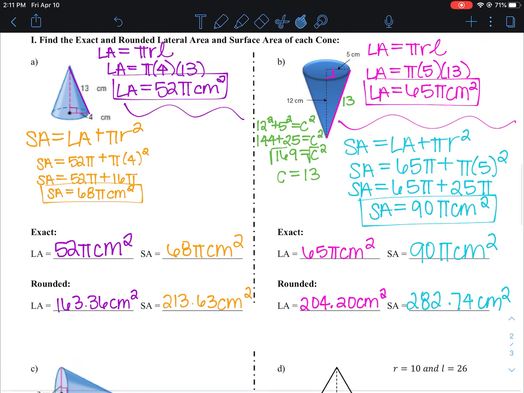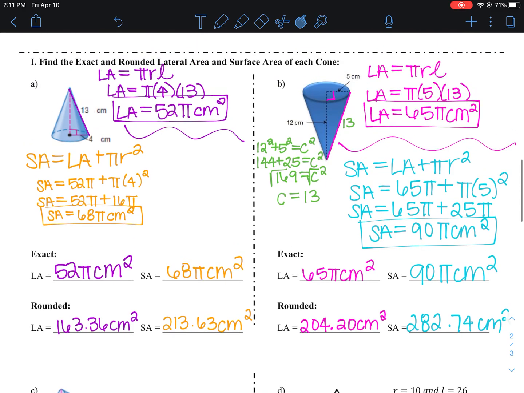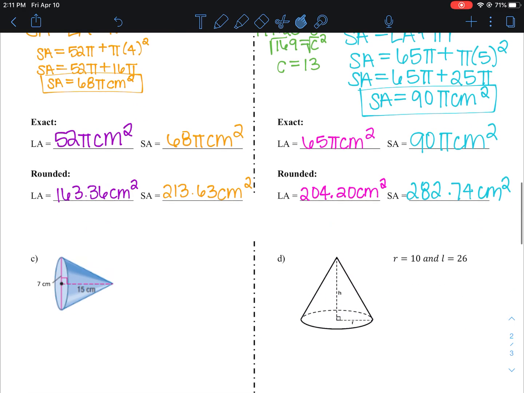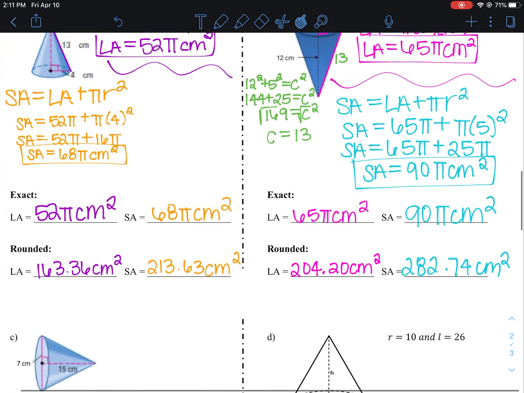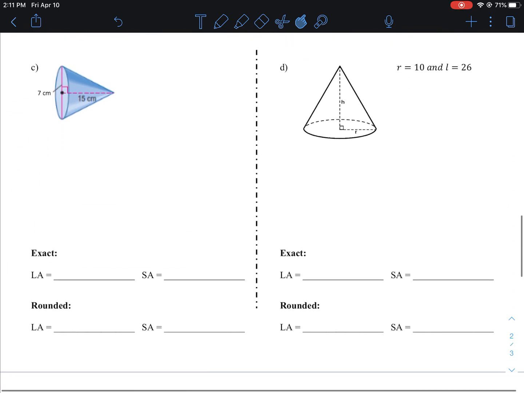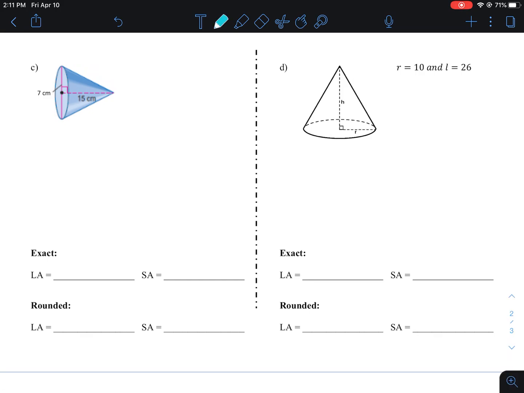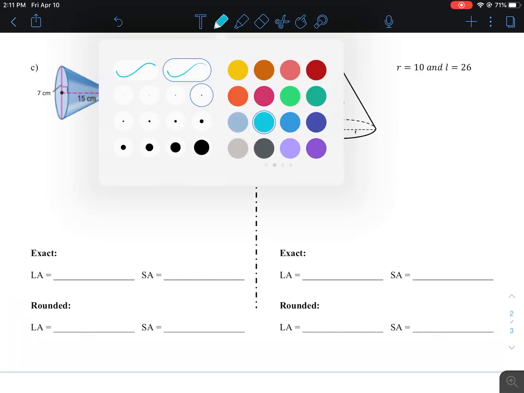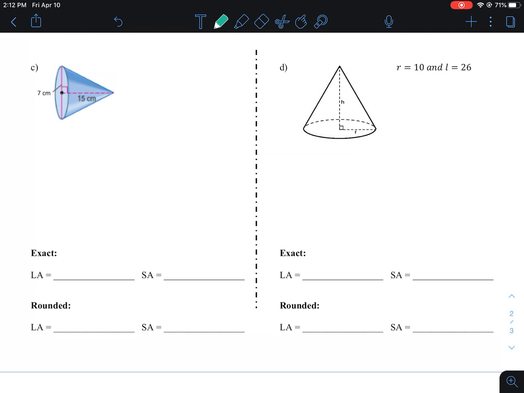Okay. If either of those were too fast for you, you could rewatch them and just watch at a slower pace if it's going too fast. If you want, you can pause it and then try these last two, C and D, for yourself, and then watch it and see if you got the answers right, or just keep watching along.